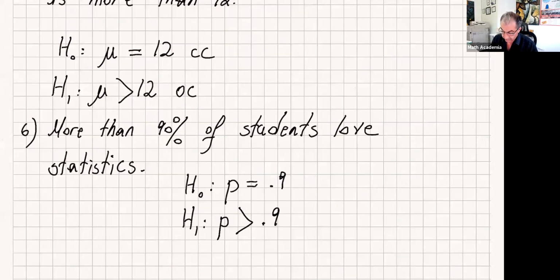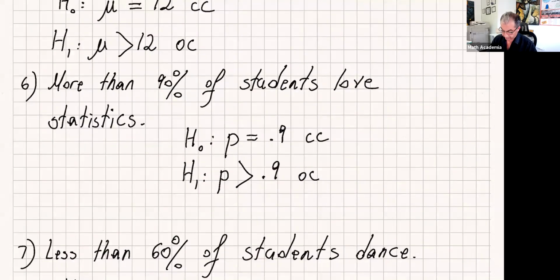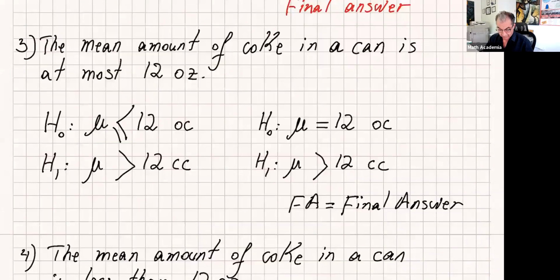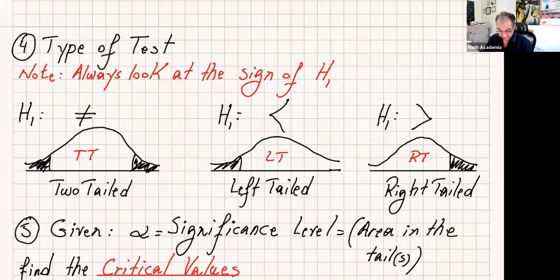I wrote this claim first, so this is the original claim, and that's the counterclaim. So H0 is the counterclaim in this case. So now let me go to step number 4, because those 3 steps I think you can, by watching this, you can handle it.